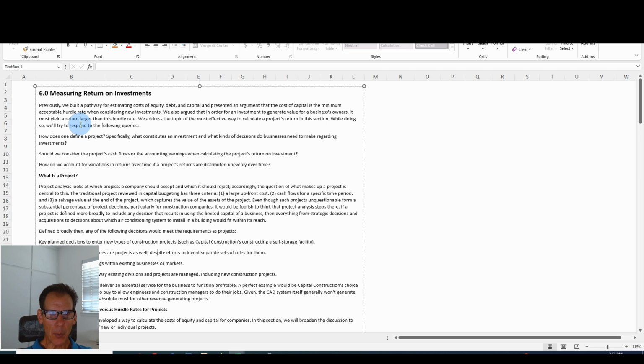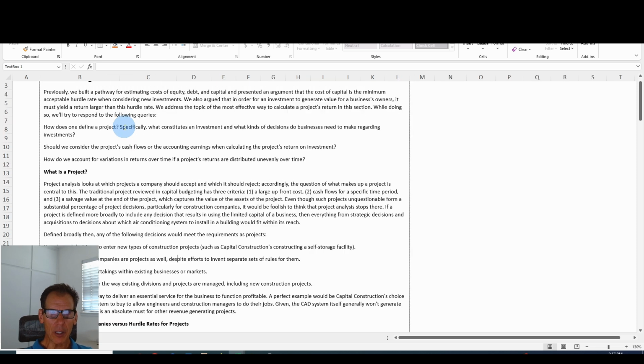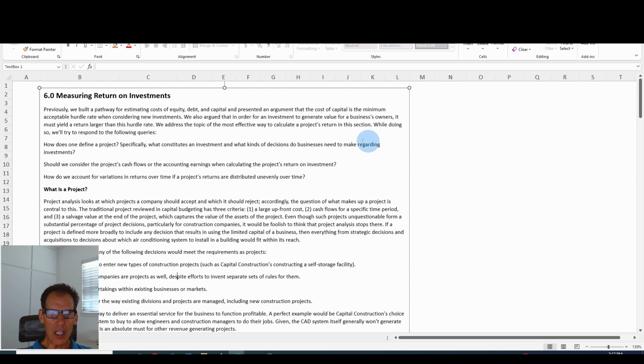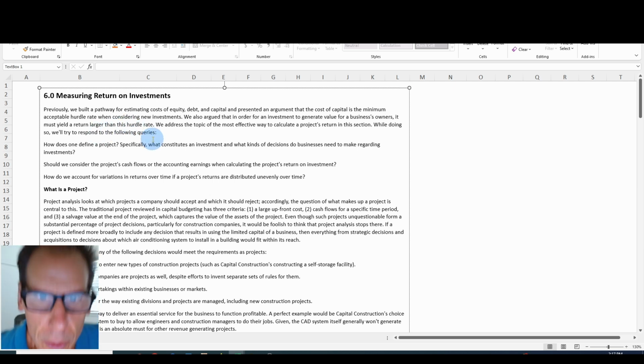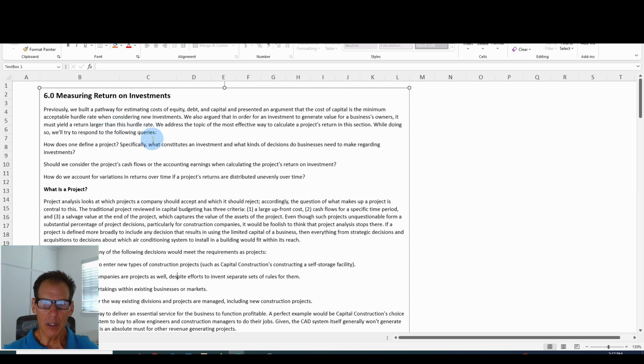Previously, we built a pathway for estimating cost of equity, debt, and capital, and presented an argument that the cost of capital is the minimum acceptable hurdle rate when considering new investments. We also argued that in order for an investment to generate value for a business owner, it must yield a return larger than the cost of capital. We'll look at the most effective way to calculate a project's return in this section.